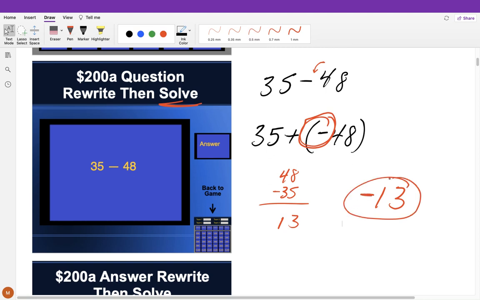Just think about this. If you owe me $48 and you paid me $35, you still owe me money. So whatever the larger number is, the sign of the larger number will be the sign of our answer. All right, so step one, you must be able to rewrite it as an addition problem. Step two, solve. We're going to do one more of these.